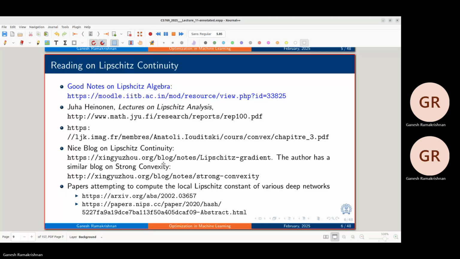It's a kind of upper bound on the rate of change, either of the function or of the gradient. And why would you be interested?